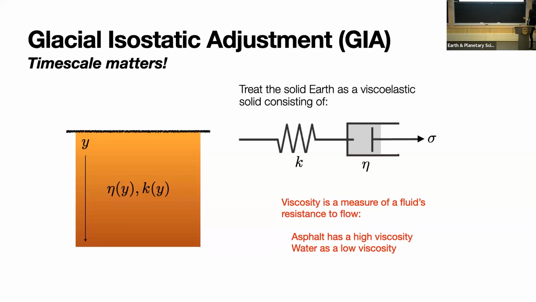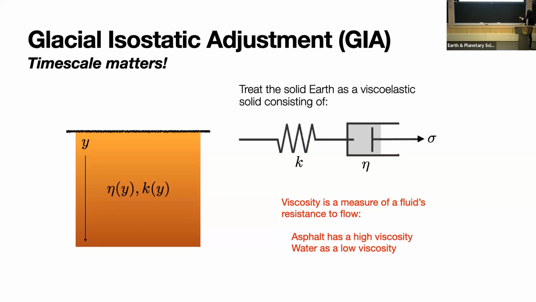This is the Earth's mantle here. And so this is the simplest kind of viscoelastic model, known as a Maxwell solid. It's a spring in series with a dashpot of viscosity eta, right? And so eta here will be the symbol for viscosity throughout this talk. Viscosity is really just a measure of a fluid's resistance to flow. So high viscosity fluids will flow slowly, like the mantle, which really creeps.